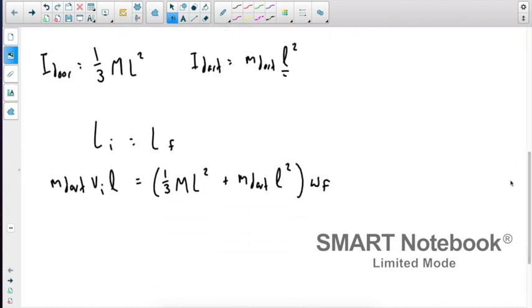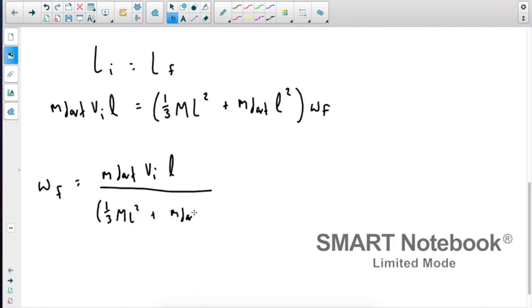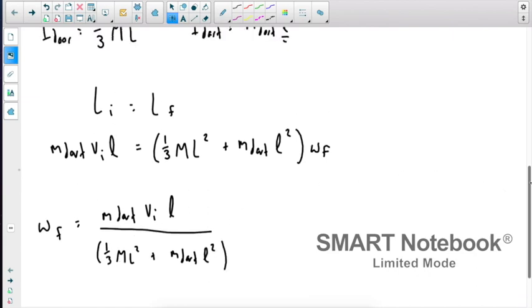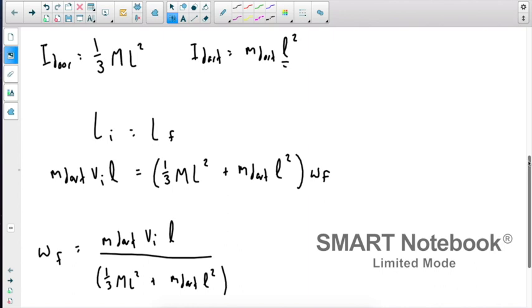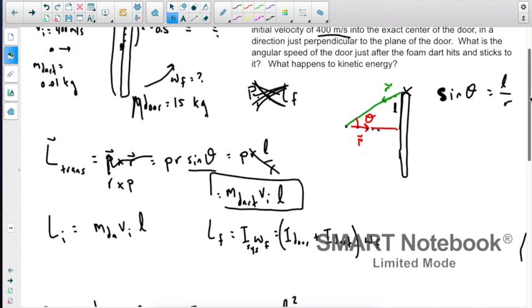Omega f is what I'm trying to solve for, so I rearrange the equation. I get omega f equals the mass of the dart times the initial velocity of the dart times little l, over 1/3 M big L squared plus the mass of the dart times little l squared. This big M here is the mass of the door. I just realized that earlier I called it M door. Why don't we make it big M so we don't get confused? And now you guys can just plug and chug these values, right?